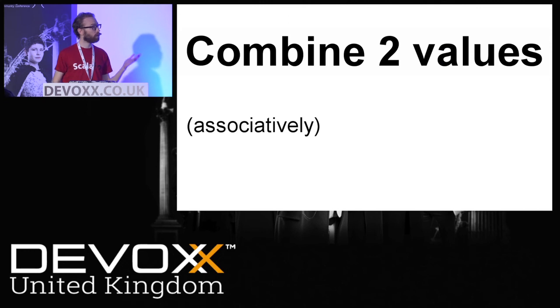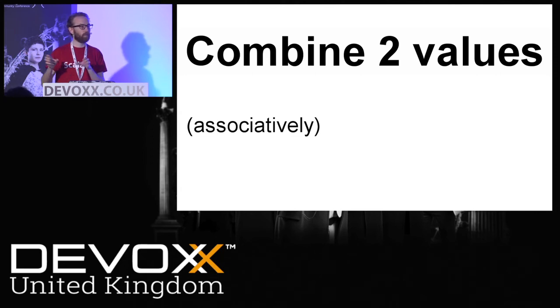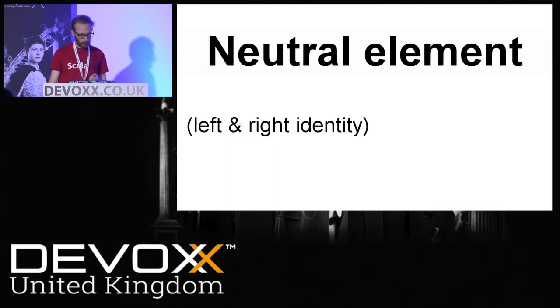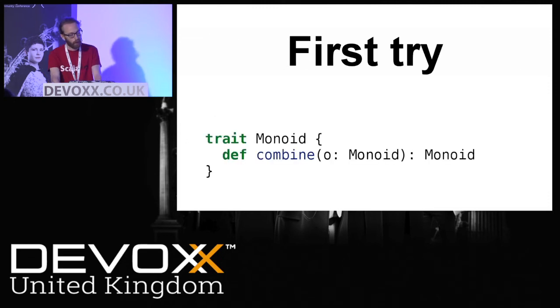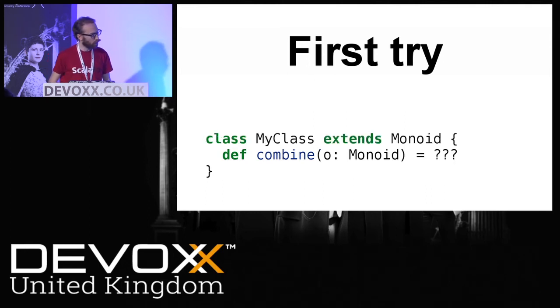So a monoid is just a matter of combining two values with associativity, which means if you got a huge chain of operations, you can do intermediate operations in any order you want. You've got the property that the end result will always be the same, which is why it's so interesting when you want to go parallel. And it has a neutral element with left and right identity, so it's like a no-op. A first object-oriented try would be to define a trait Monoid with an operation combine, which would take another monoid and return a monoid. And then let your types extend it.